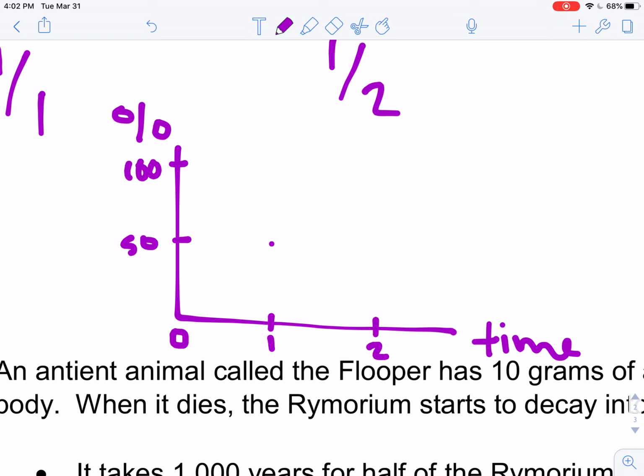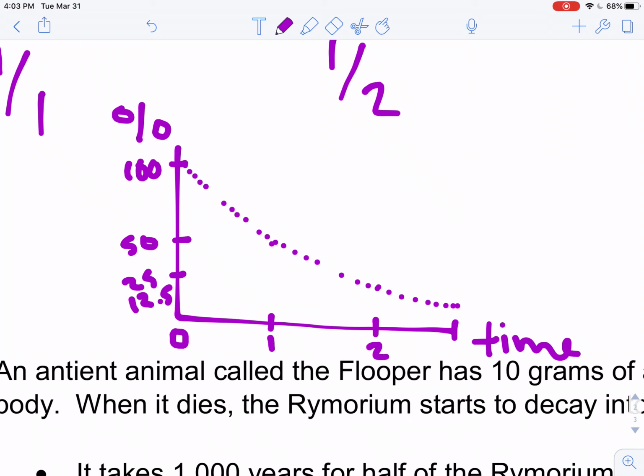After 2 half-lives, you would have only 25%. After 3 half-lives, you would have only 12.5%. See, I cut it in half every time. So then I can draw a line that completes this graph like this, and see, it's not a straight line, it becomes a curved line like this.